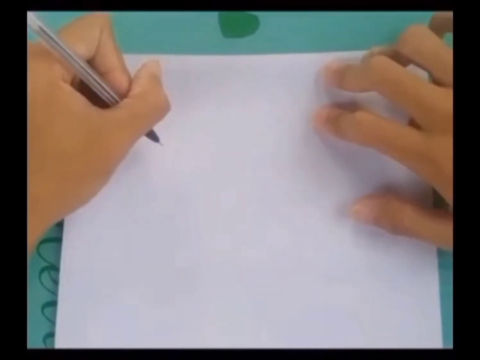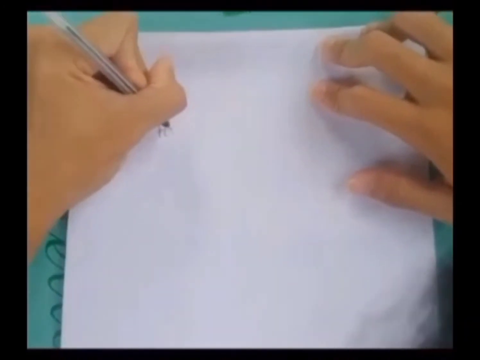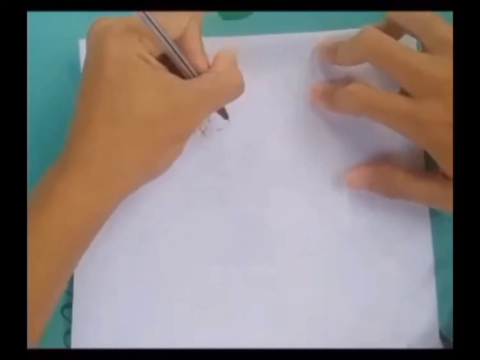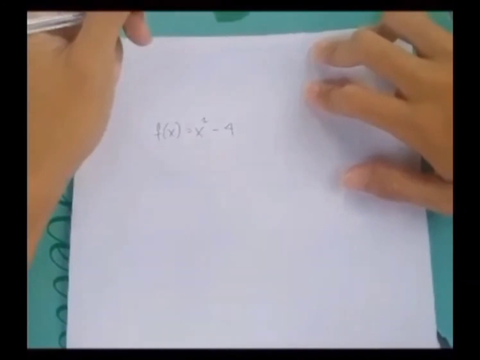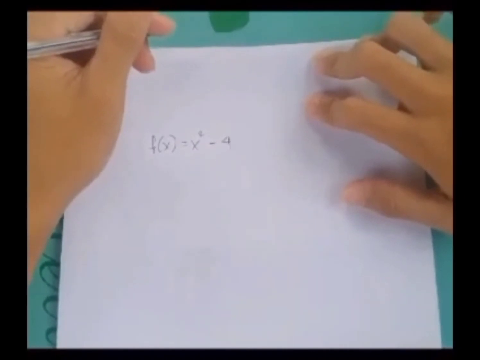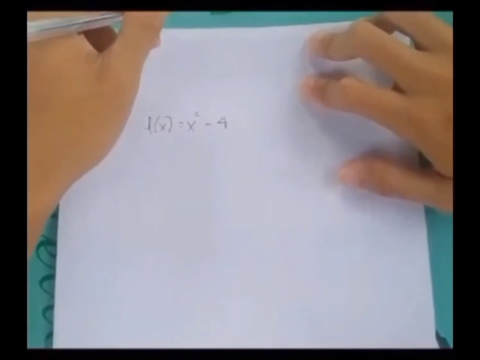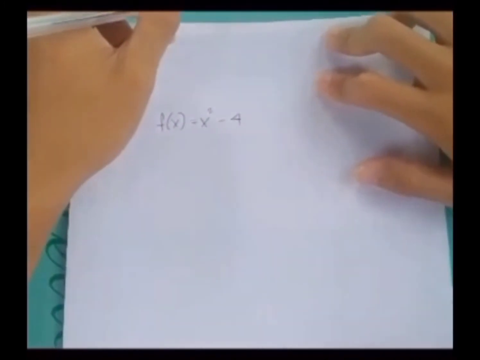Next example that I discuss is f of x equals x squared minus 4. So, in that example, means the inverse of f of x equals x squared minus 4 is not a one-to-one function.